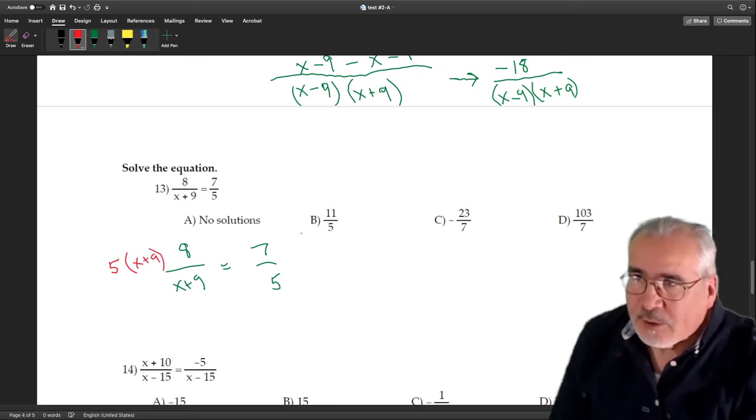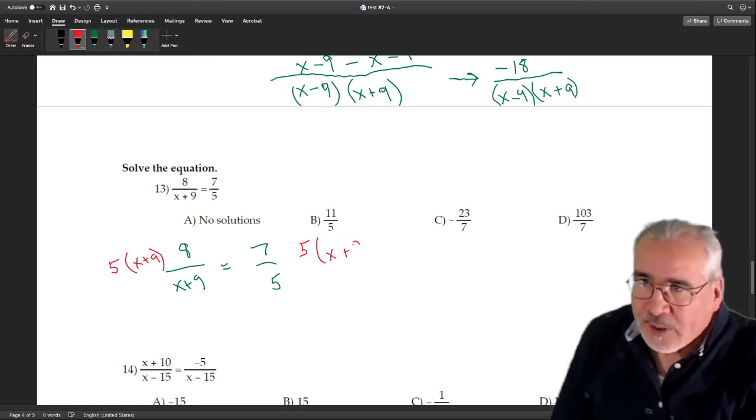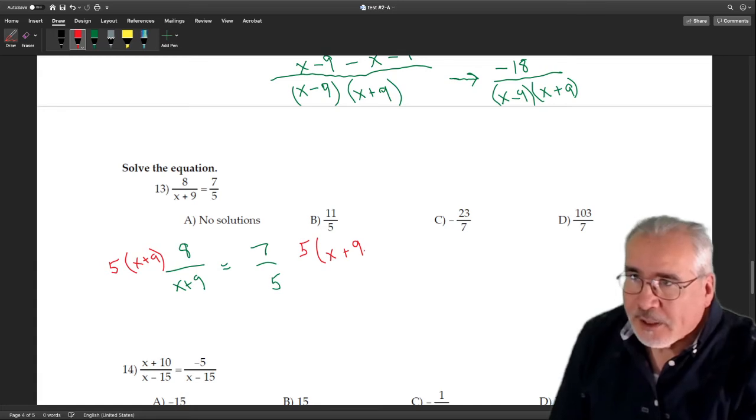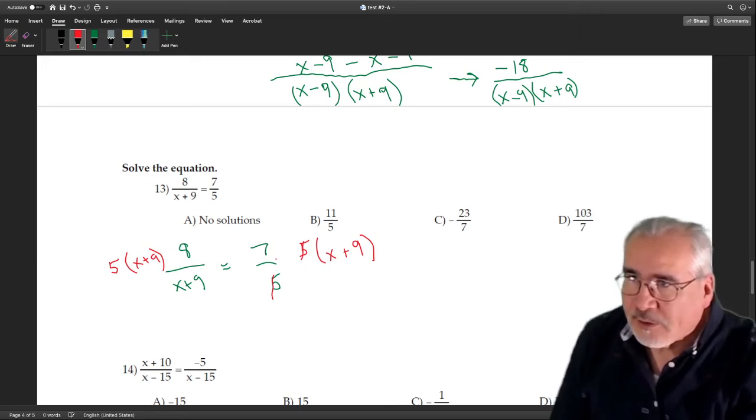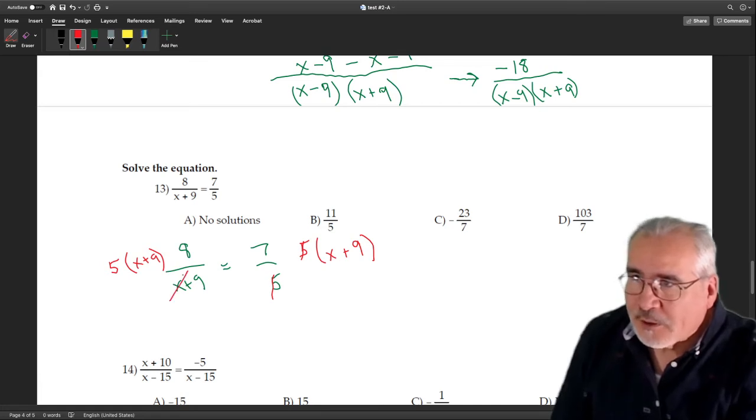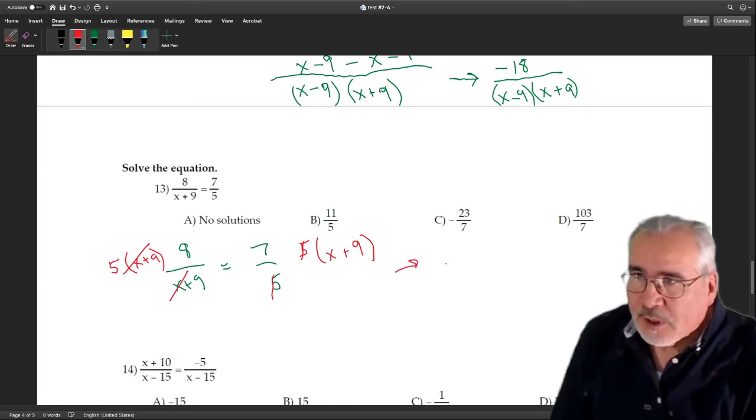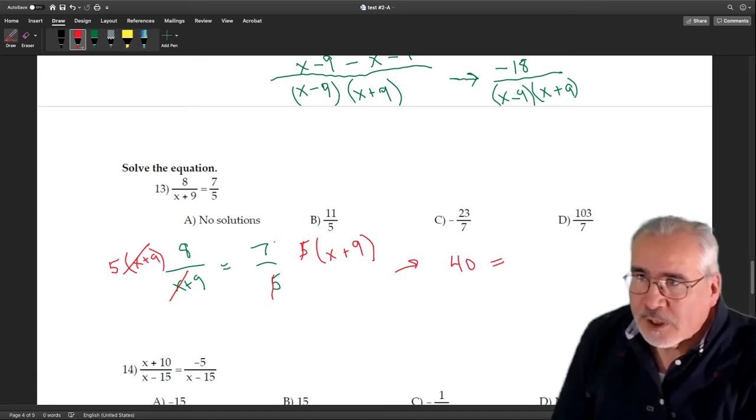But because we've got this equals, we can multiply by anything we want as long as we do it to both sides. And when we multiply by the common denominator, 5 goes into 5 once, so we're going to get just 7 times x plus 9 there. Over here, x plus 9 cancels out, and then just 5 times 8. So 5 times 8 is 40, equals, and then we distribute the 7. We get 7x plus 7 times 9 is 63, plus 63.